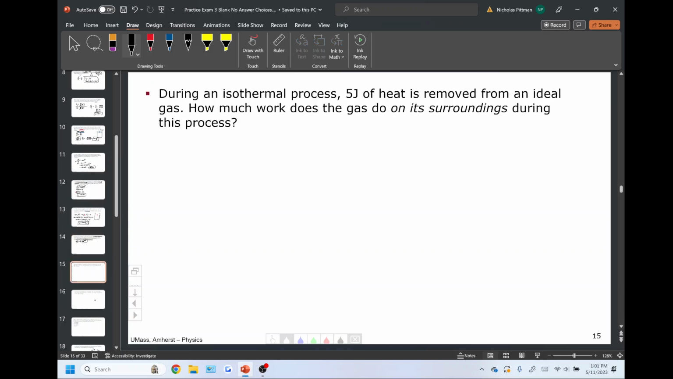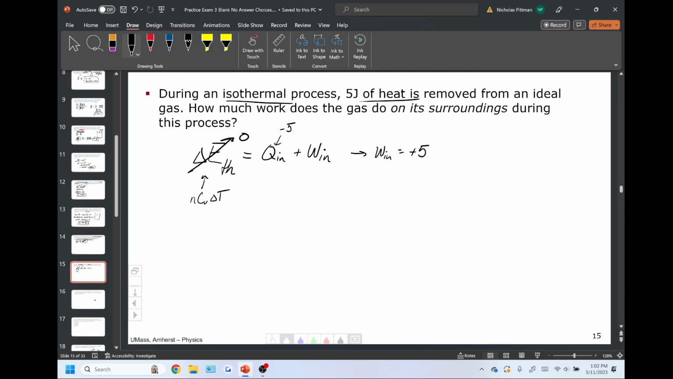Okay, here we go. How much work does the gas do on its surroundings? And we talk about heat removal, and we have this other keyword, isothermal. So heat removal tells us, first law, certainly going to be where we want to start. Okay, the process is isothermal, meaning T final is T initial, delta T is 0. So this delta E thermal term, which is like n Cv delta T, is actually 0. Okay, 5 joules of heat is removed, so Q in is minus 5.